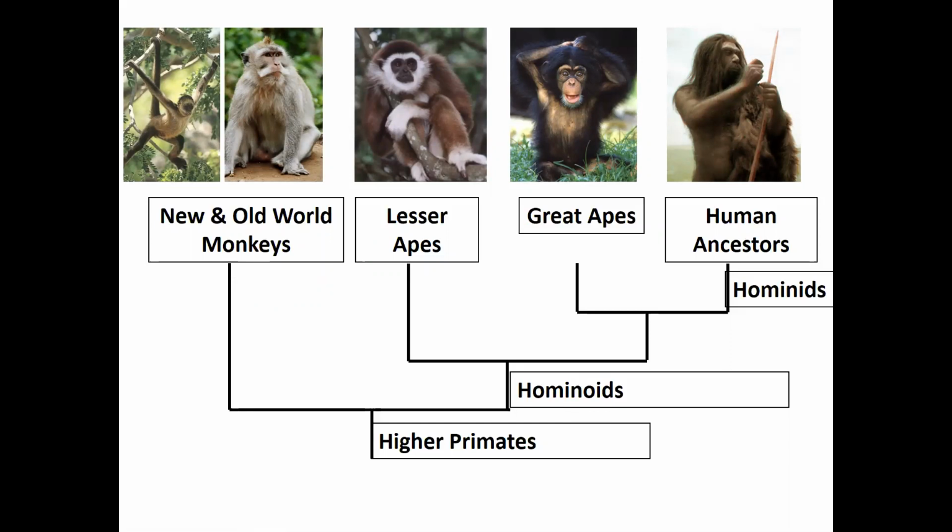And there are basically two main groups of apes. There's the lesser apes, and then there's the great apes. And one branch of the great apes is humans and their ancestors, known as hominids. So all hominids are humans and their ancestors. Hominoids are apes, right? And so hominids are a branch of the great apes. They branch off of the great apes, and so they are considered themselves members of the great apes.